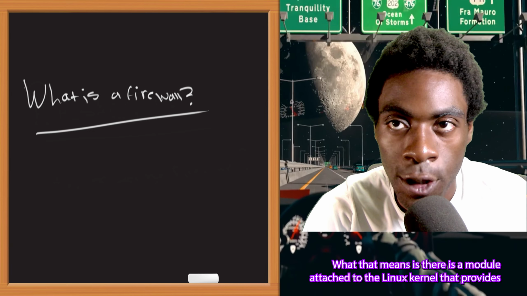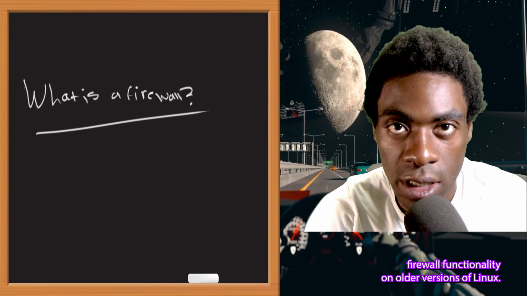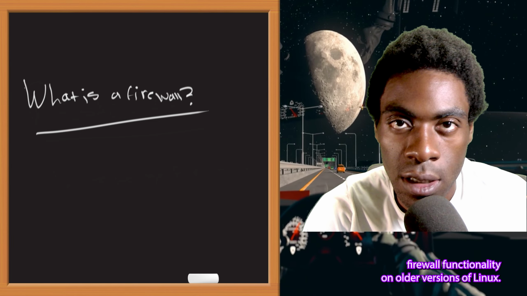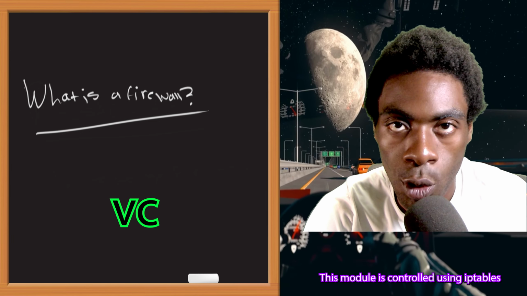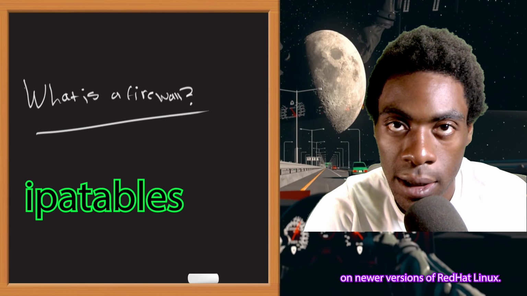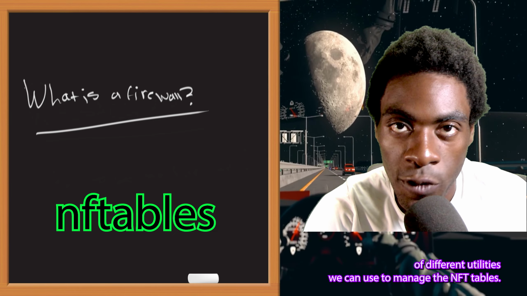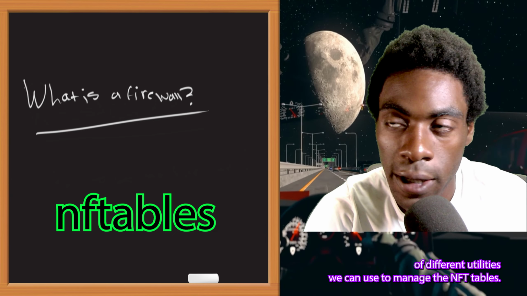What that means is there is a module attached to the Linux kernel that provides firewall functionality. On older versions of Linux, this module is controlled using iptables. On newer versions of Red Hat Linux, it is nftables, and there is actually a number of different utilities we can use to manage the nftables.